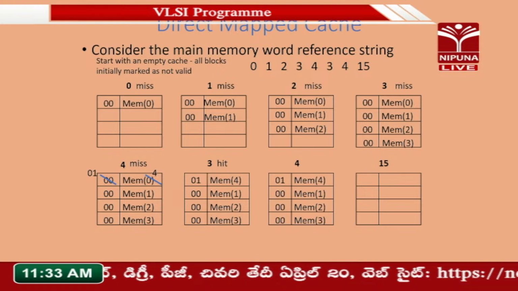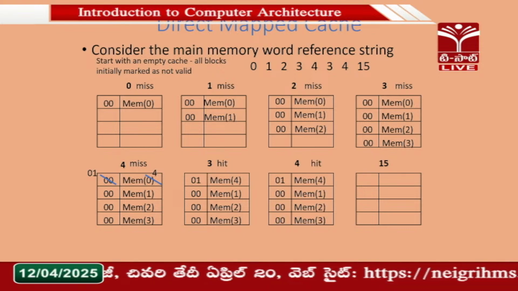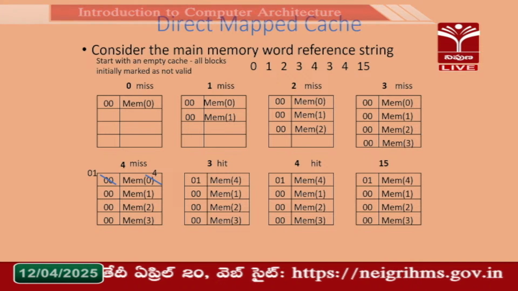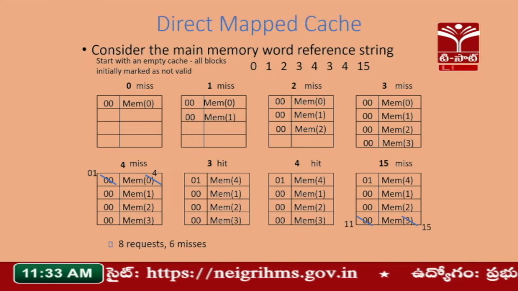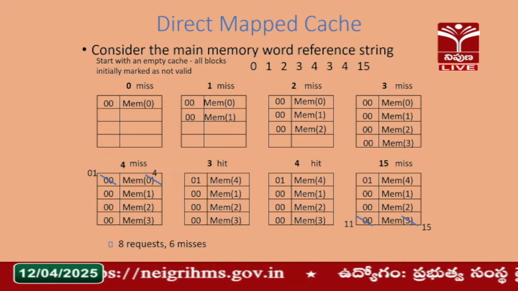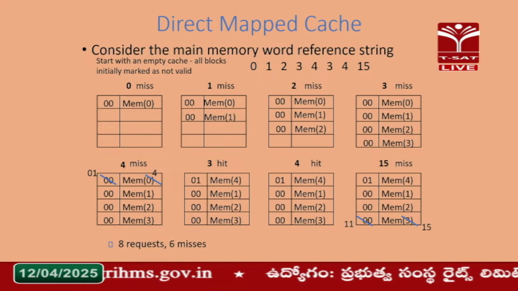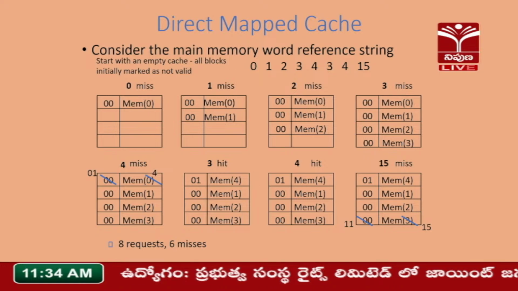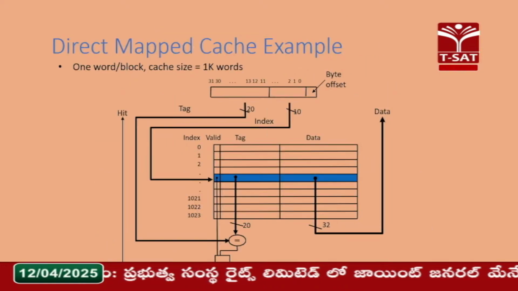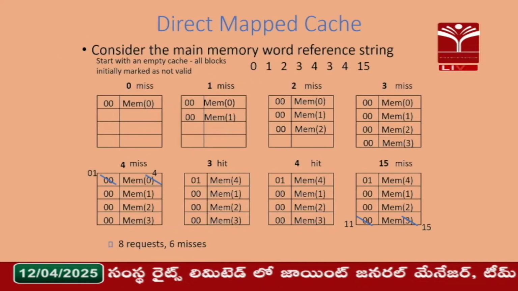So now when you try to access 4, it's a hit again, and then when you try to get 15, it's a miss, and you replace 3 because 15 modulo 4 is 3, and you bring this into the cache. So there are 8 requests total. You have 6 misses and 2 hits in this particular case, right.